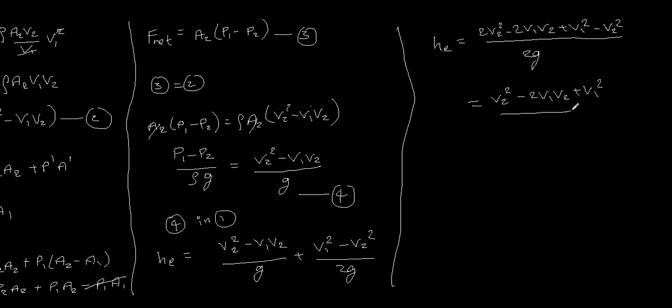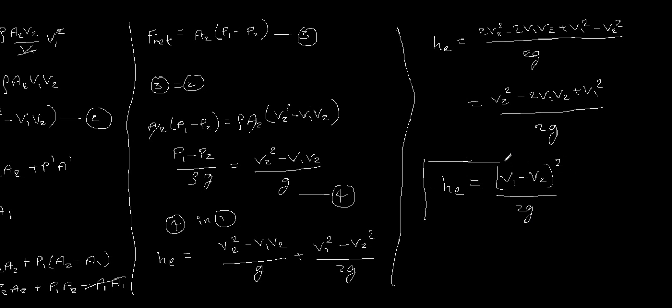Okay, so 2 V2 square minus V2 square will give V2 square minus 2 V1 V2 plus V1 square, by 2g. When you keenly observe this, it looks like the form A square plus B square minus 2AB, which is (A minus B) whole square. So we can write it as (V1 minus V2) or (V2 minus V1) whole square by 2g, which is he. So this is the final equation in terms of velocity, which gives the loss of energy due to the sudden enlargement in a pipe, due to the velocity variation caused by the cross-sectional area variation. So in terms of velocity, we have derived the simplest equation by which we can find the loss of energy due to the enlargement in the pipe.